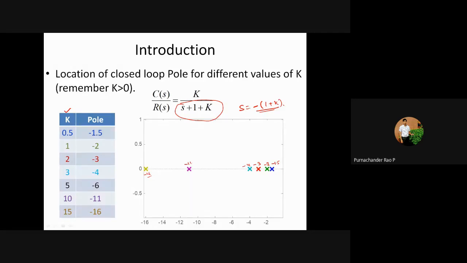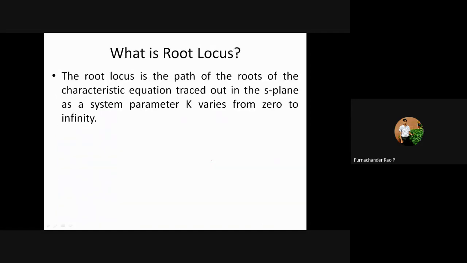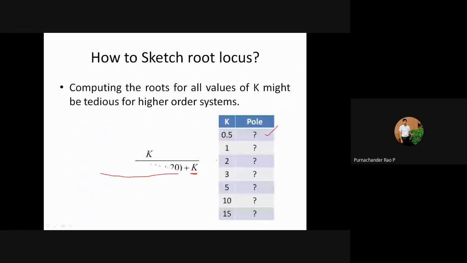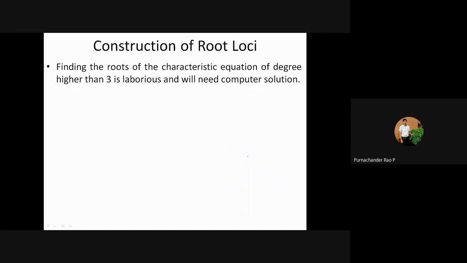Now this is for only one pole. Let us take that there are more poles, so s into (s plus 1). Here it is very difficult to find the location of the poles with the variation of your gain K, and it is not possible for each and every value. Therefore we go for the technique which is called the root locus technique.